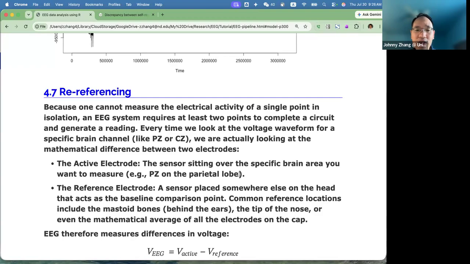So therefore, in data collection, we often choose a reference electrode. After we get the reference electrode, for a given electrode we want to measure the signal. That's the difference between the voltage of the reference electrode and the electrode we are interested in.